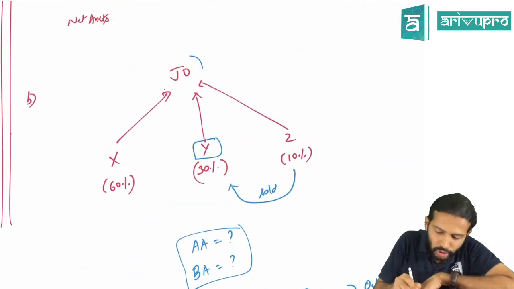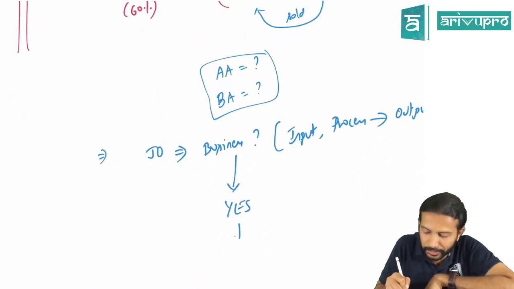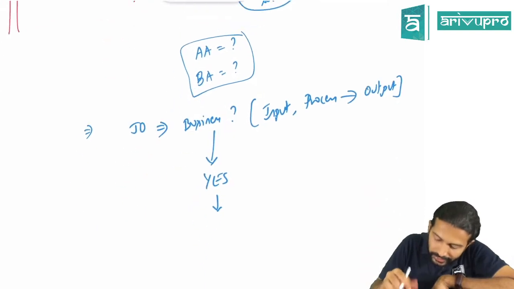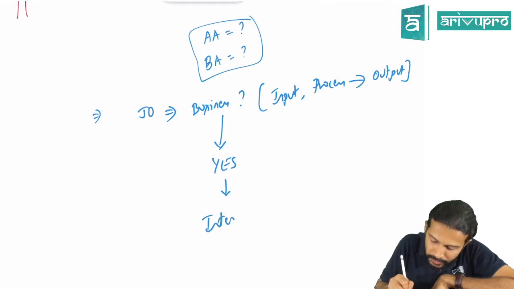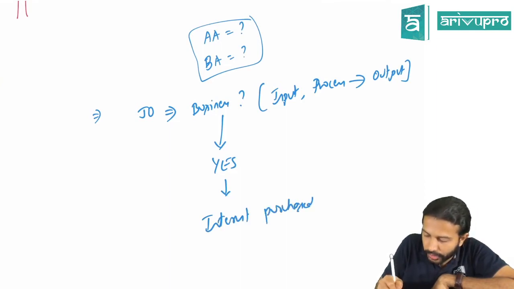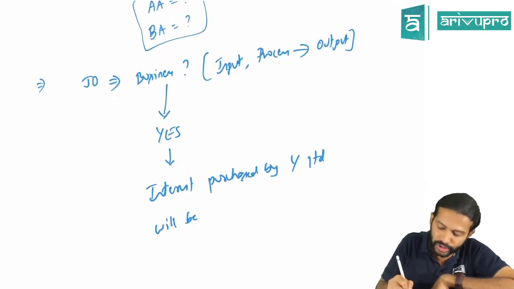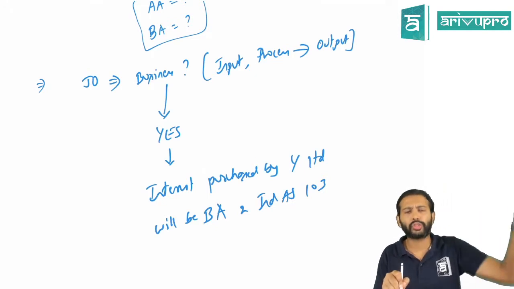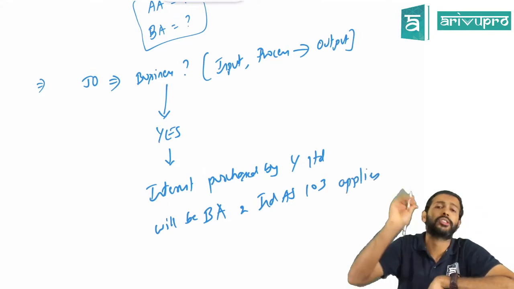So first check whether this joint operation is a business. If you conclude, yes, this joint operation is a business, then Y Limited, which has purchased a stake from Z Limited, the interest purchased by Y Limited will be considered a business acquisition, and the Ind AS 103 principles will apply. Ind AS 103 deals with business combinations, right? That is all this particular concept is about.